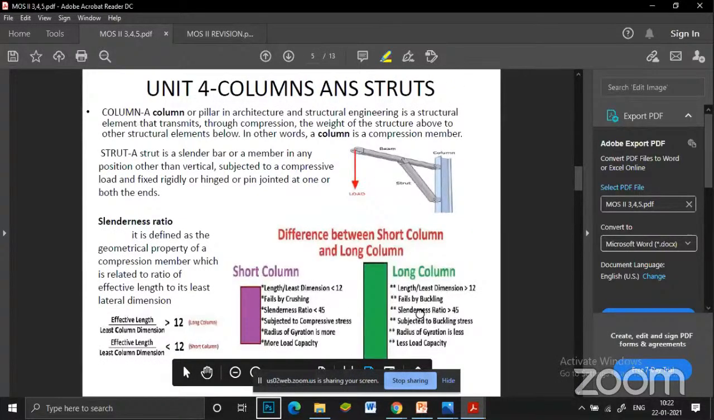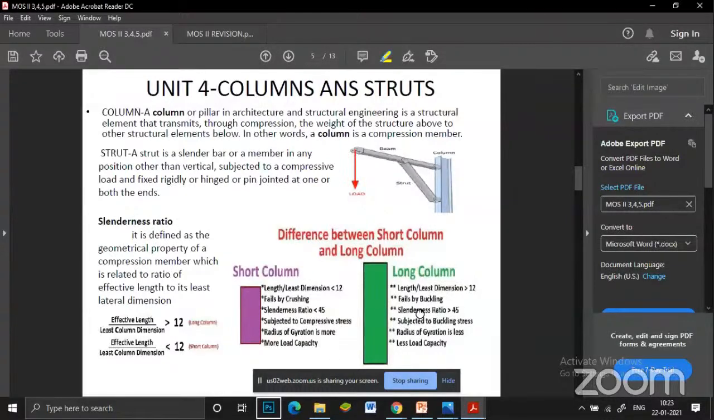Columns and struts. We all know that. What is a column? It is a compression member and it is also a vertical member. We all know that. A beam is a horizontal member, and it's also a flexural member. I told you the reason why we call the beam a flexural member in the last class. But here it's a compression member. Why do we call a column a compression member? It's nothing but a column is used in between to carry the load.